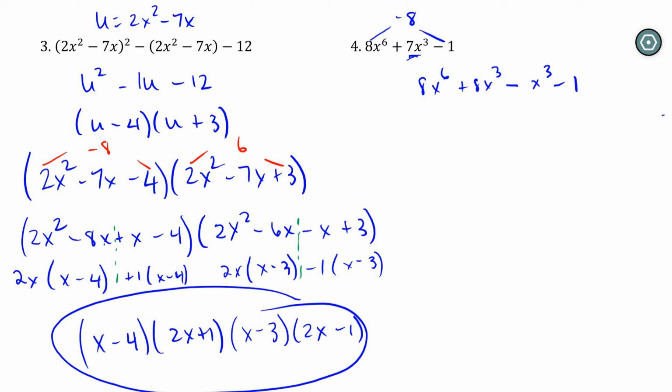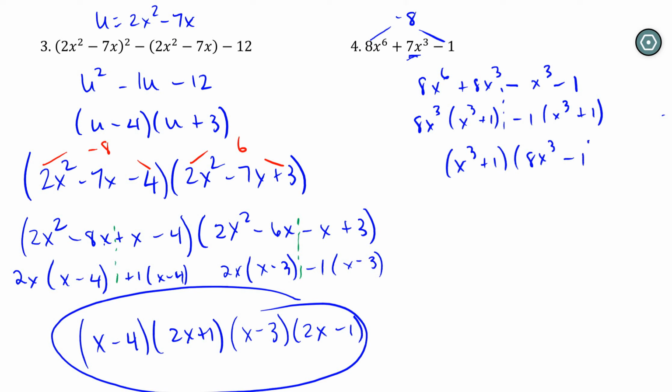If I then do my grouping here, 8x to the 3rd is my common factor, leaving me with x to the 3rd plus 1, minus 1, x to the 3rd plus 1. So now I have x to the 3rd plus 1 times 8x to the 3rd minus 1, both of which can still be factored because we have a sum and a difference of 2 cubes. So x to the 3rd plus 1 becomes x plus 1. Right? What multiplies by itself 3 times to make x cubed is x. What multiplies 3 times to make 1 is 1.